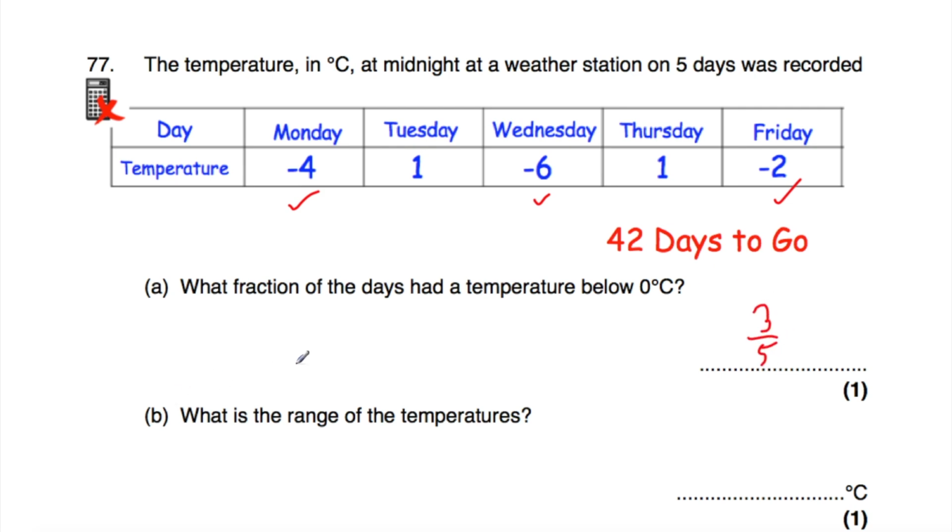Okay, and then part B, we're asked to find the range of the temperatures. That's the difference between the biggest and the smallest. So in terms of the highest temperature, that's 1 degree Celsius. And the lowest temperature is -6. So 1 subtract -6, that'll be the difference between them. So you could do 1 minus -6, which is equal to 7 degrees. So that's 7 degrees Celsius. Or another way to consider it is, we want to work out the difference between them. So if we add 6, we get to 0, and add another 1, we get to 1. So the difference is 7 degrees Celsius.